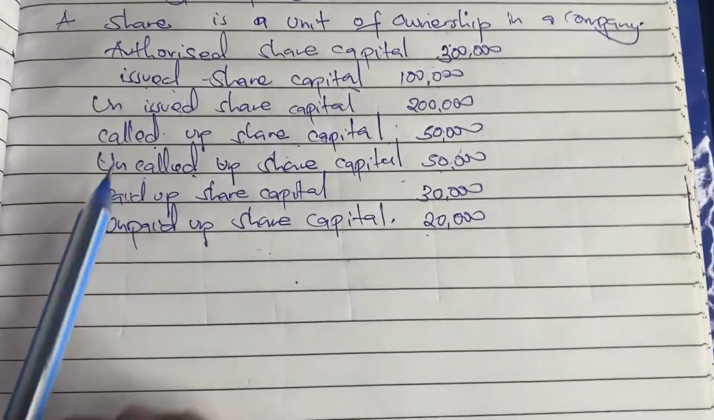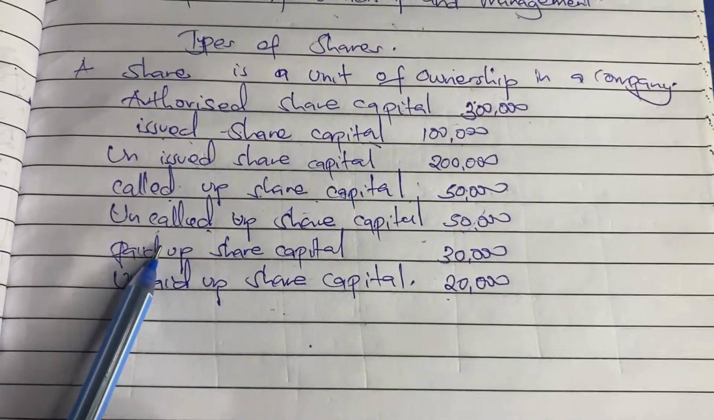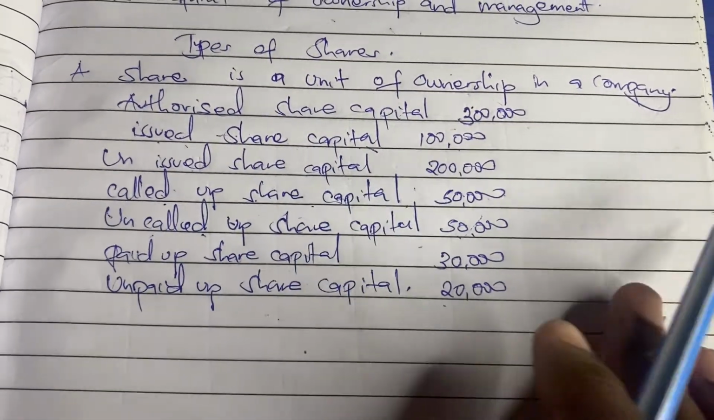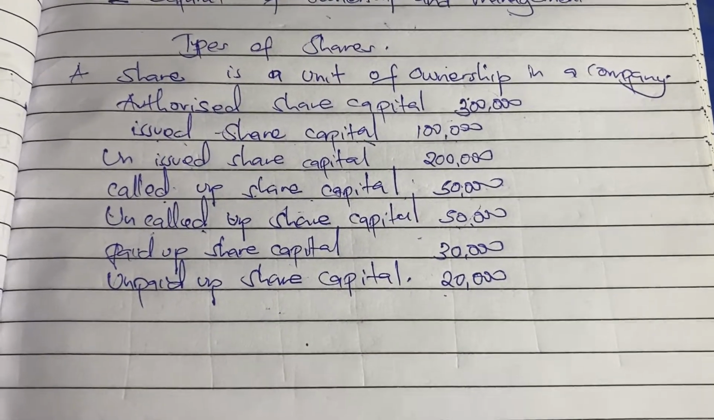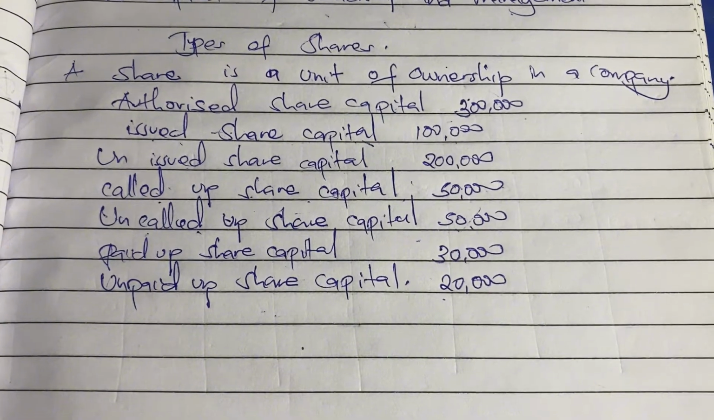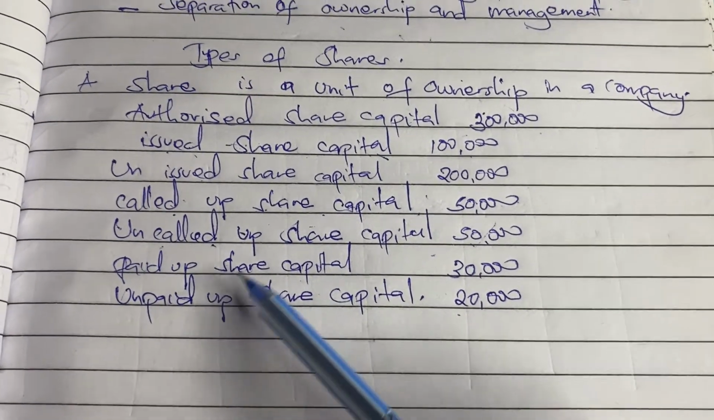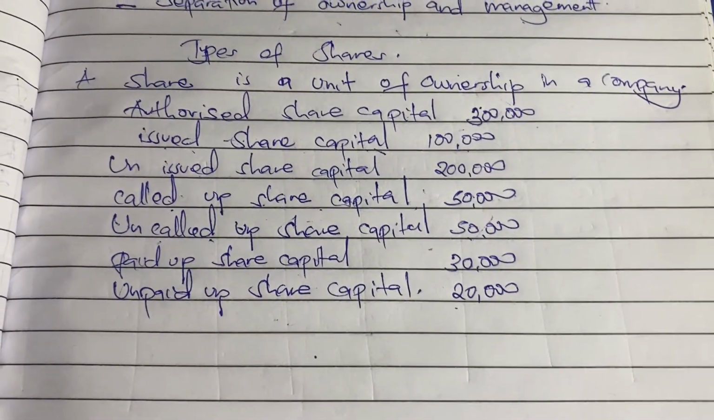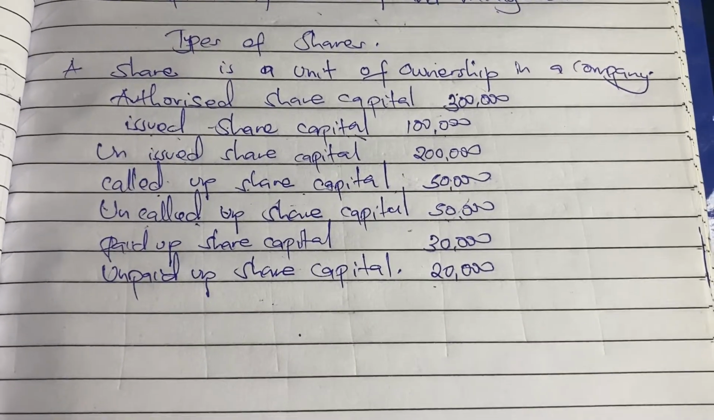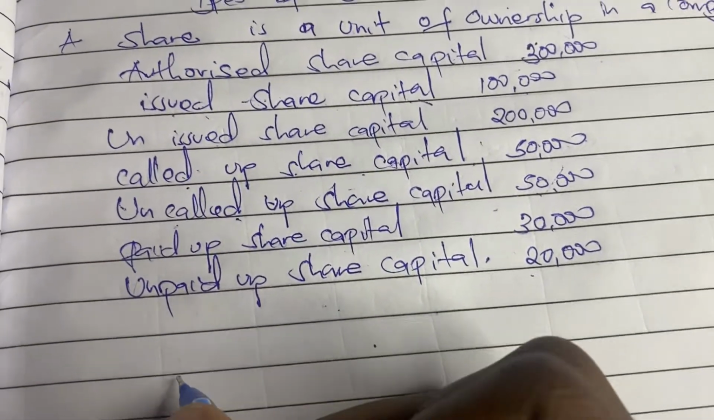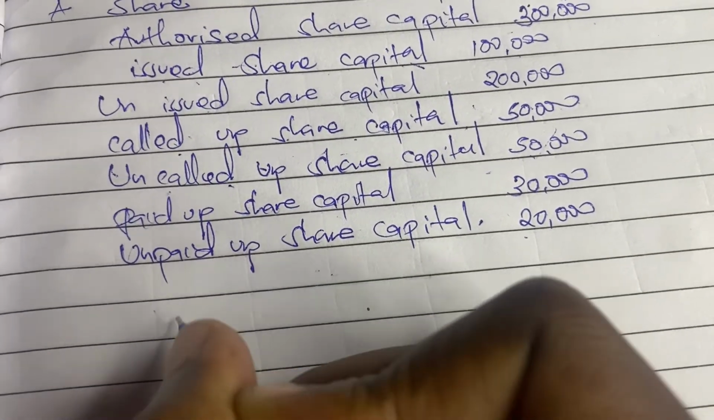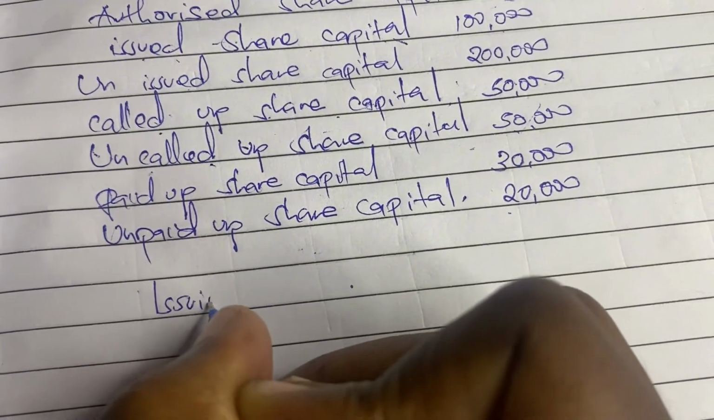Yeah, so paid up share capital is a part of called up share capital that has been paid by the buyers at the company's request. Then unpaid up is a part of called up share capital that has not been paid. Yeah, so those are the types of shares that we have. Then we go to issuing of shares.